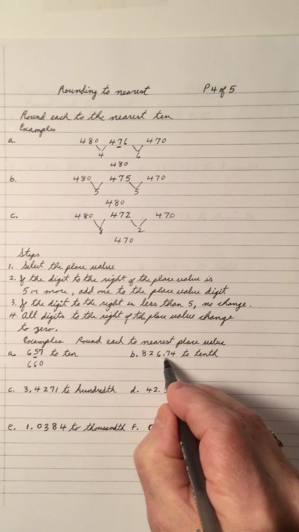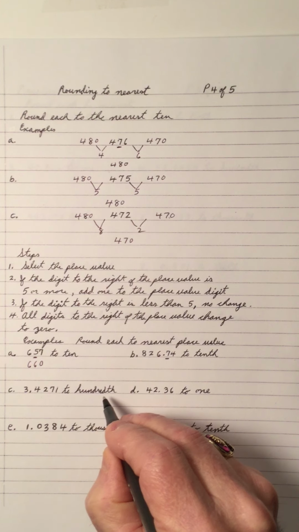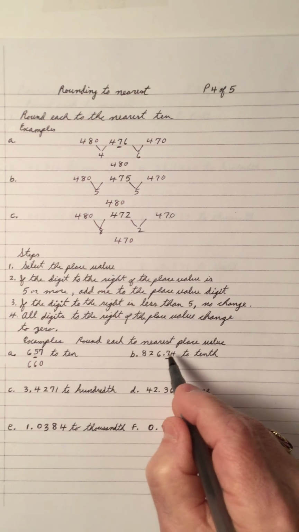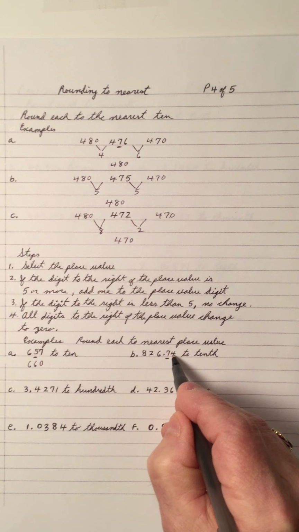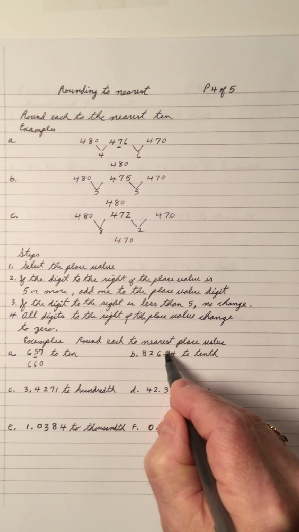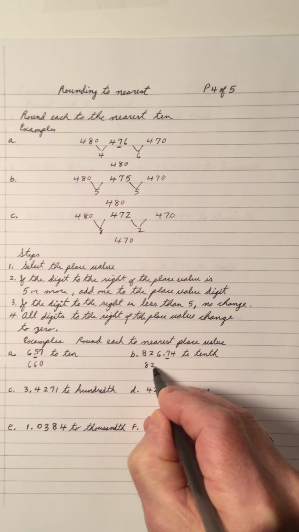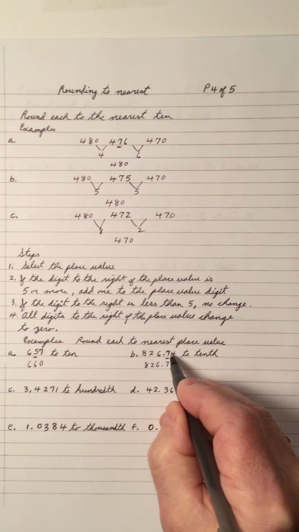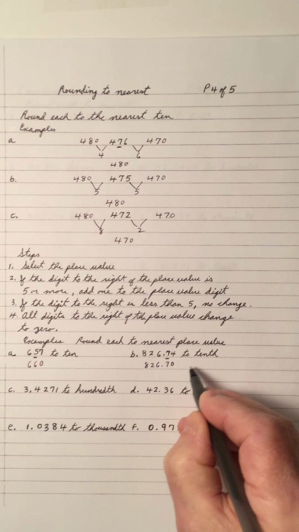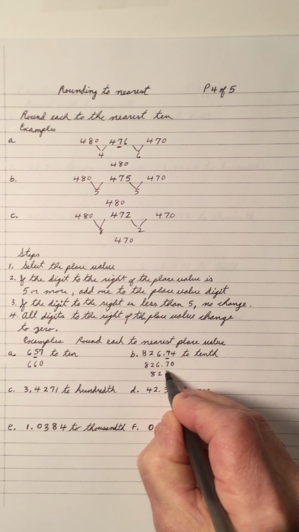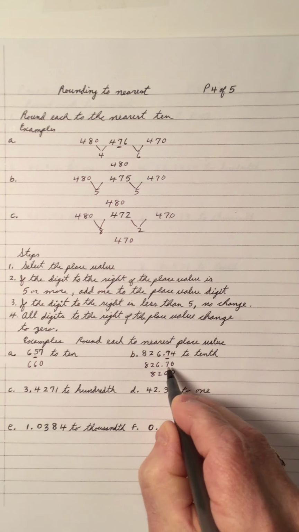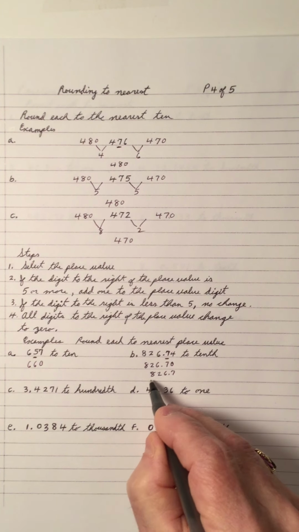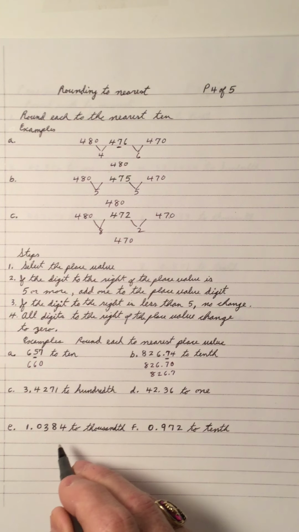Tenths. We underline the tenths place. 7 is in the tenths place. So we look at the digit to the right. The digit to the right of the 7 is 4. 4 is less than 5, so we do not add 1 to the 7. So we get 826.7. We do not change the 7. And all the digits to the right become 0. But we know that the 0 is not necessary. So if you wrote down 826.70, it's better to write down 826.7.